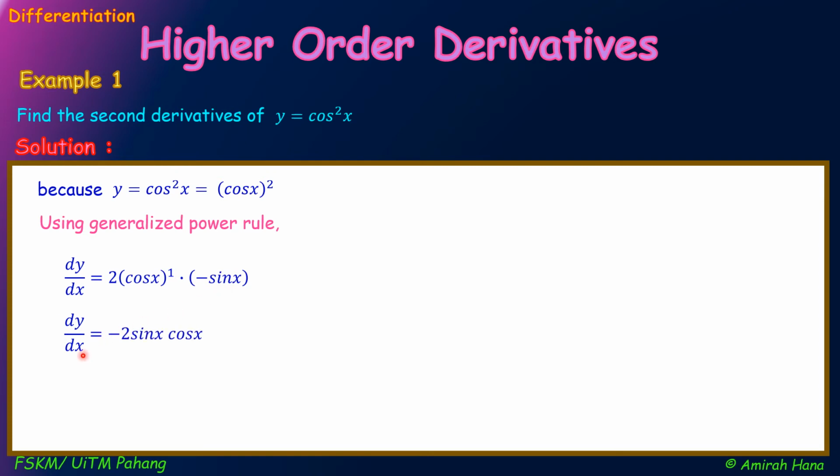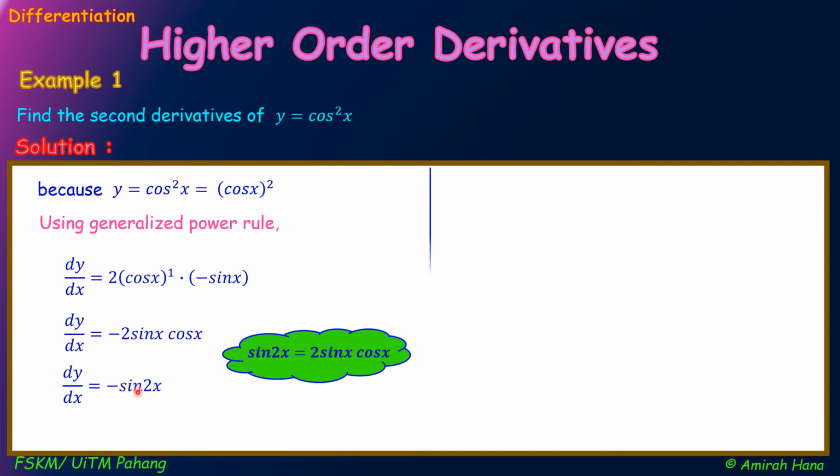After that, we can simplify. So we have negative 2 sin x cos x, or we can write negative sin 2x. This comes from the double angle identity: sin 2x equals 2 sin x cos x. That's why we get this.